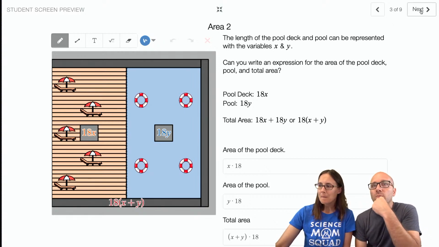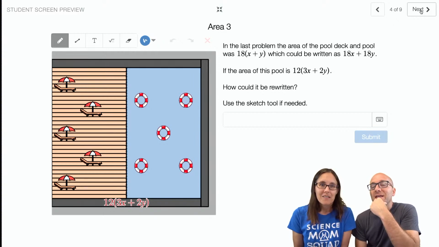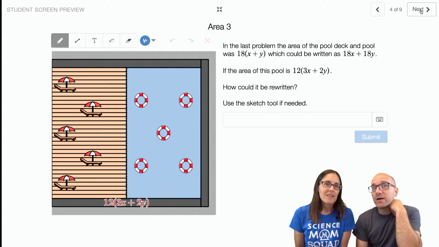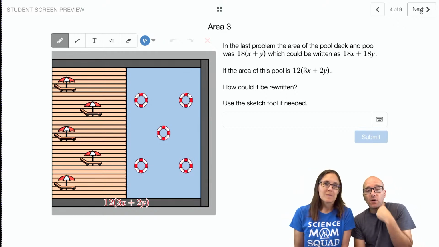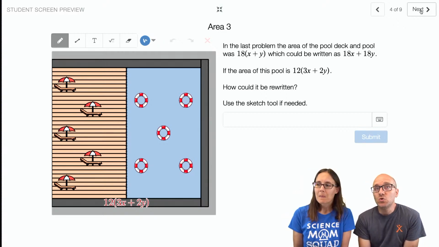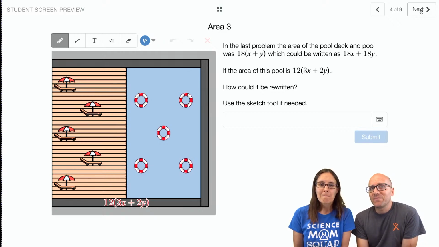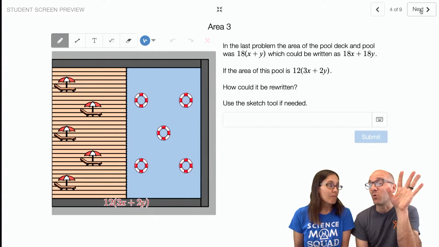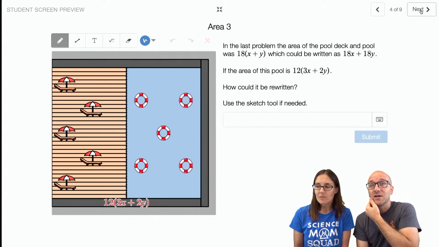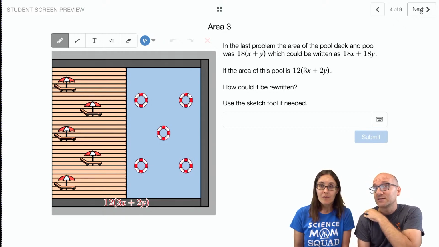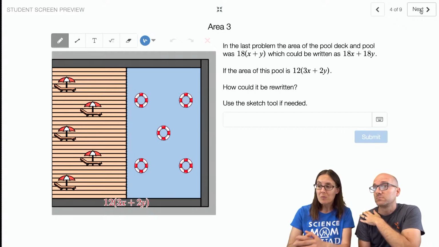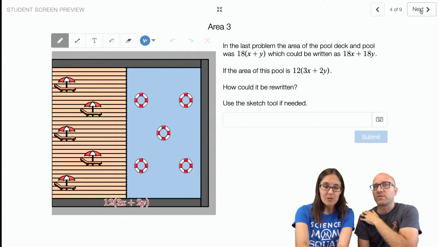All right, and then one more screen, Science Mom. In this one, we're given the total area of the pool as 12 times 3x plus 2y, and in this case, how could we possibly rewrite that? This could be for a related pool question, or you could ignore the pool and just look at the expression 12 times 3x plus 2y. Is there a good way of rewriting that? If you're watching live, help me out in the chat. What would you write? Thinking about the distributive property.